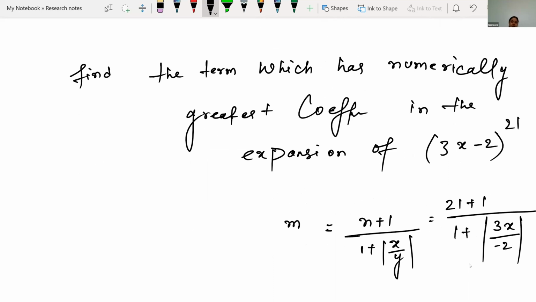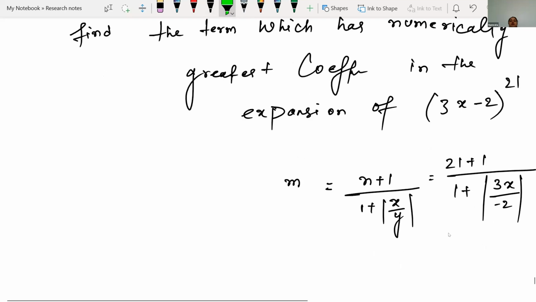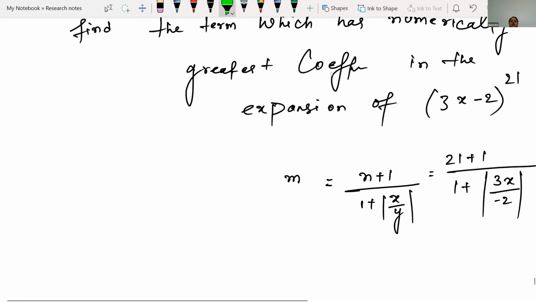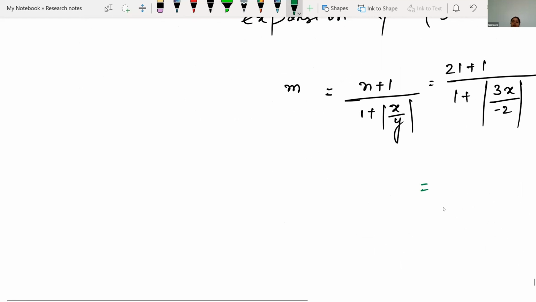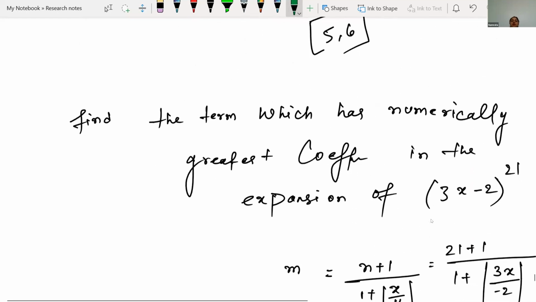Yes, ma'am. Now find the term which has the numerically greatest coefficient. This term is having the numerically greatest coefficient. So we will be having 21 plus 1, that is 22. 1 plus this, what is the value of x over here? That is not given. Okay, when the value of x is not given, we have to take the value of x as 1. Okay, Lina?